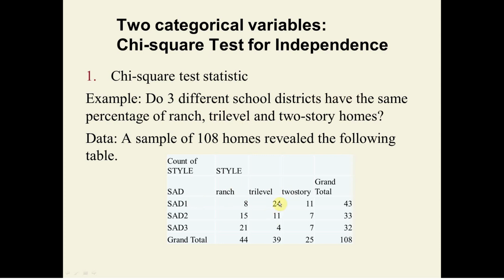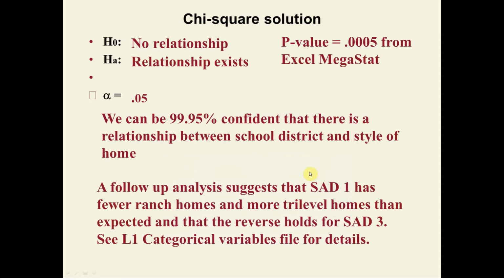Maybe we're interested in finding a particular kind of style home and we want to know, are they available in all school districts, or are there some school districts that have more than others? So this two-way table summarizes how many ranch in school district area 1, how many ranch in school district 2, tri-levels in school district 1, etc. So this is a two-way table just back from our regular descriptive statistics.